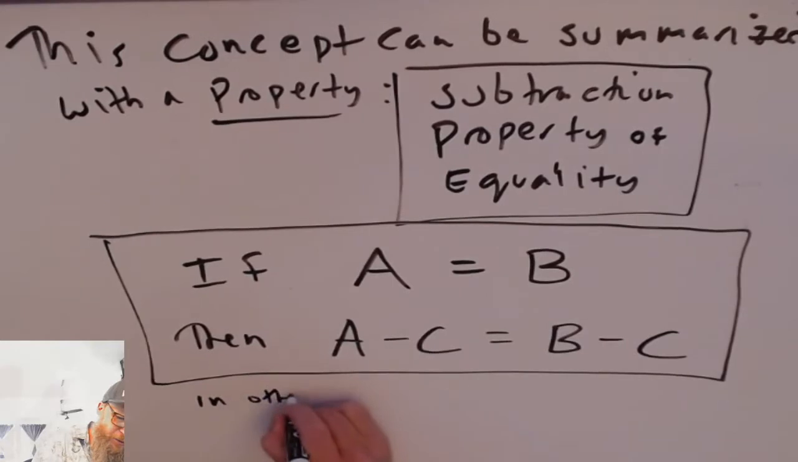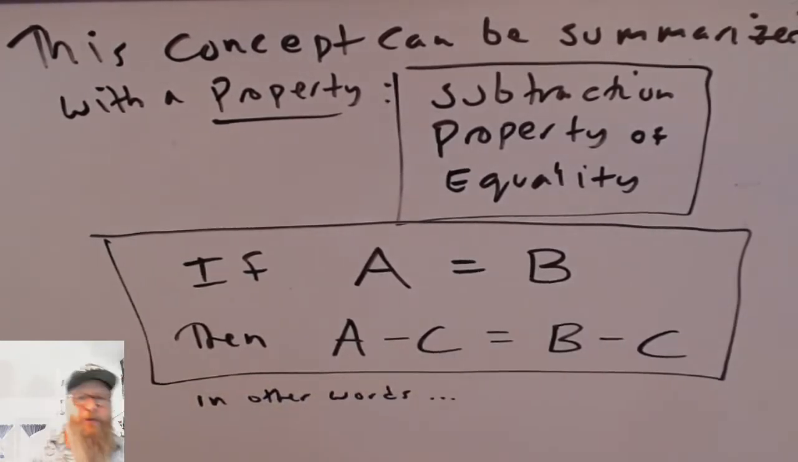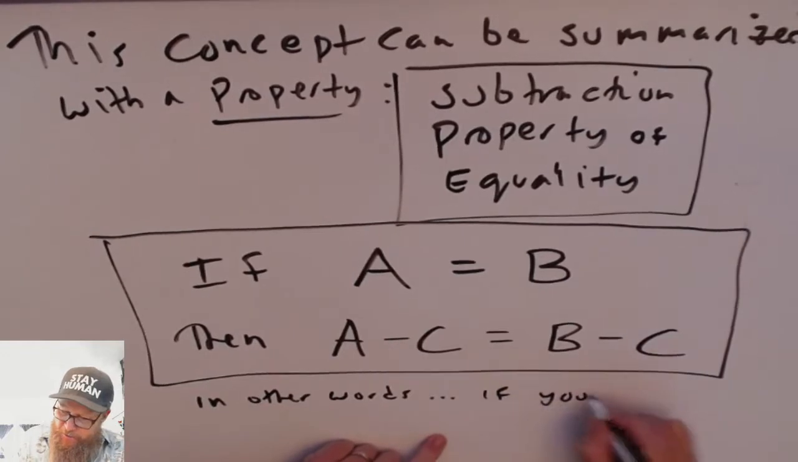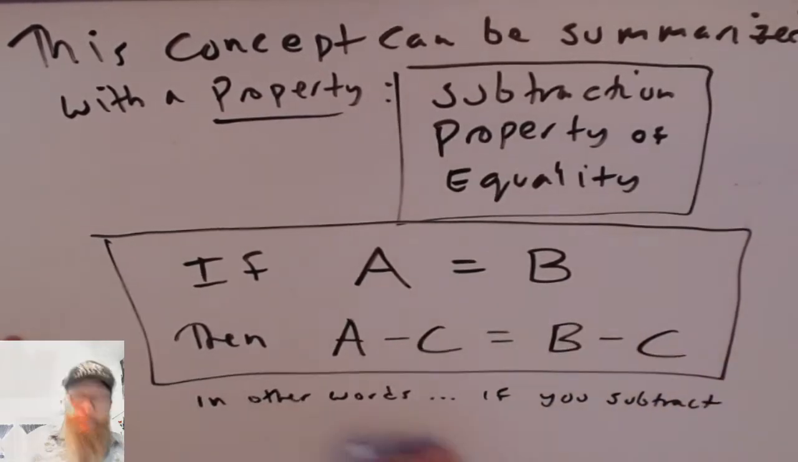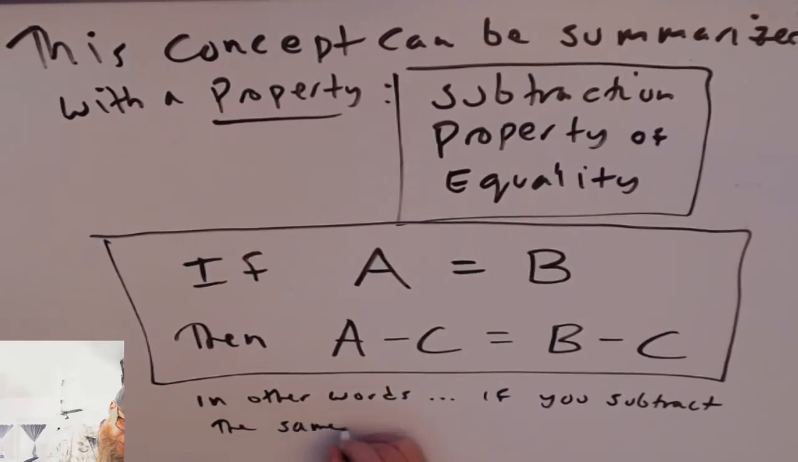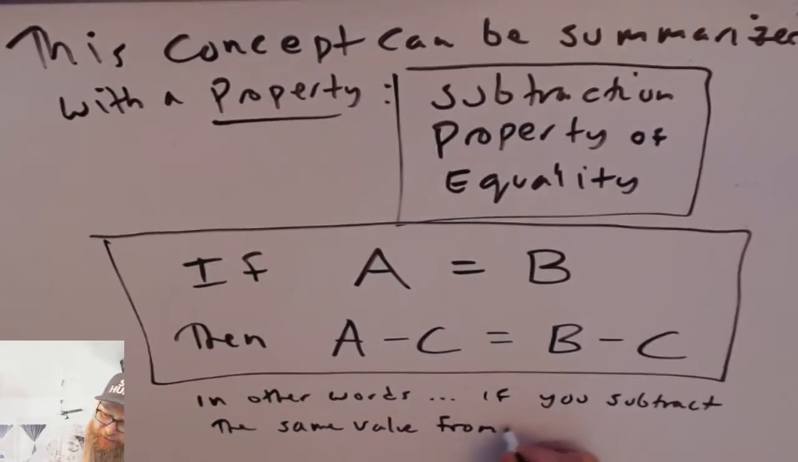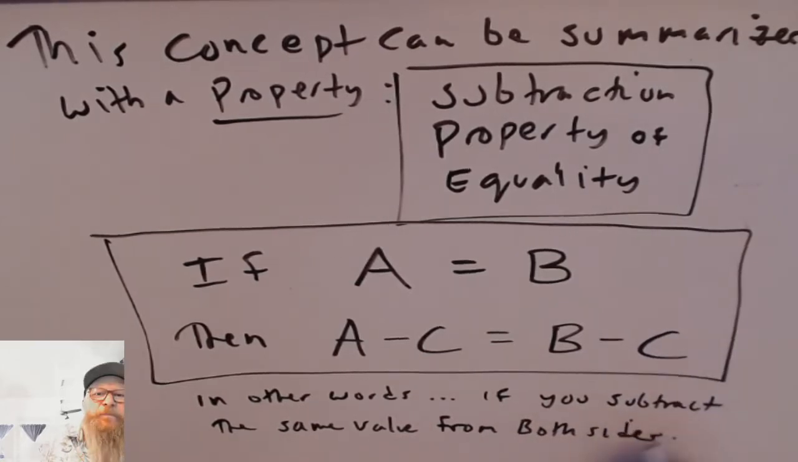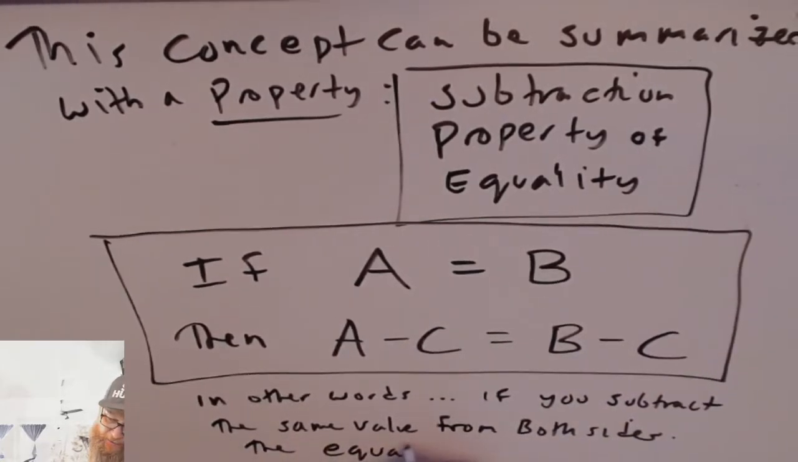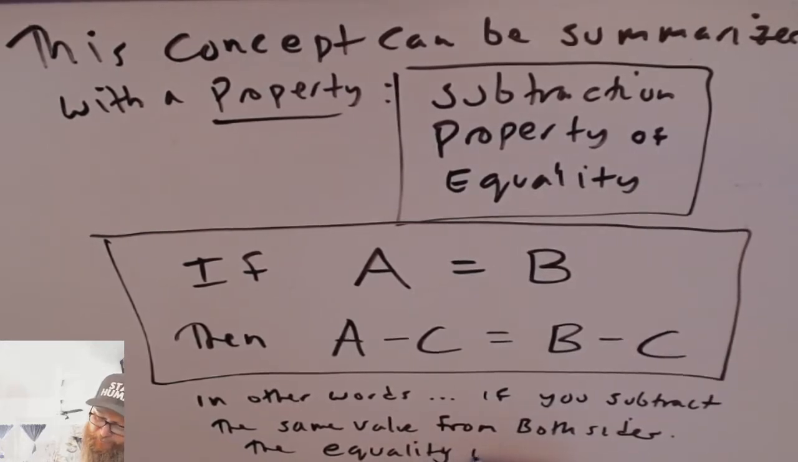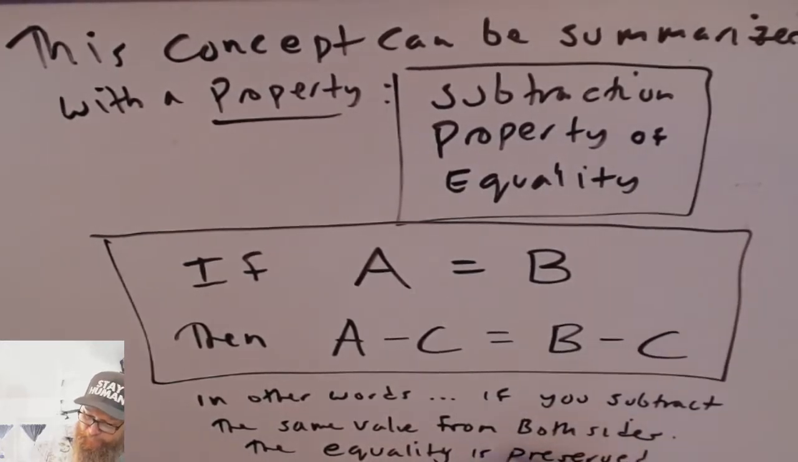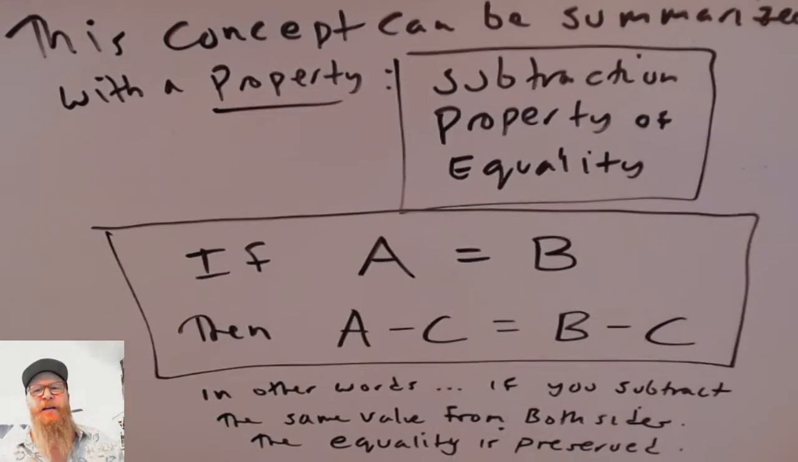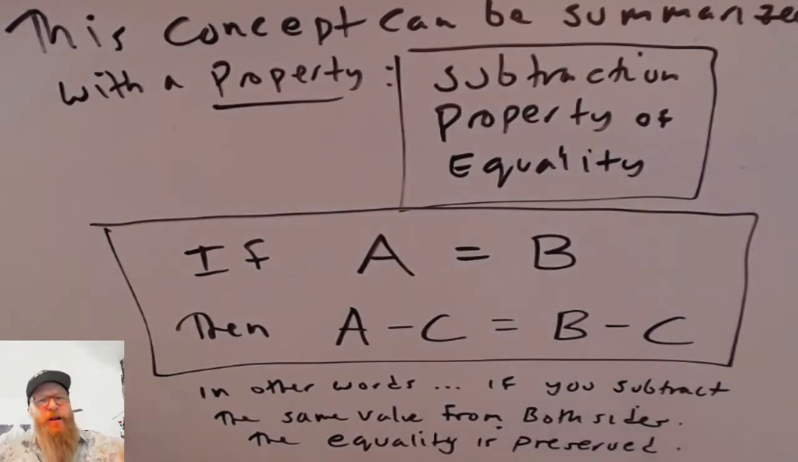In other words, if you subtract the same value from both sides, the equality is preserved. You have preserved the notion of equality. You haven't damaged it. You haven't thrown the scales off balance. In other words, the scales will still be balanced. That's what we mean by preserving equality.